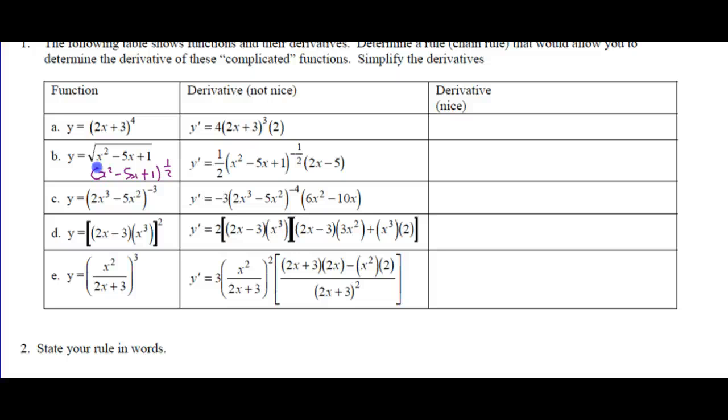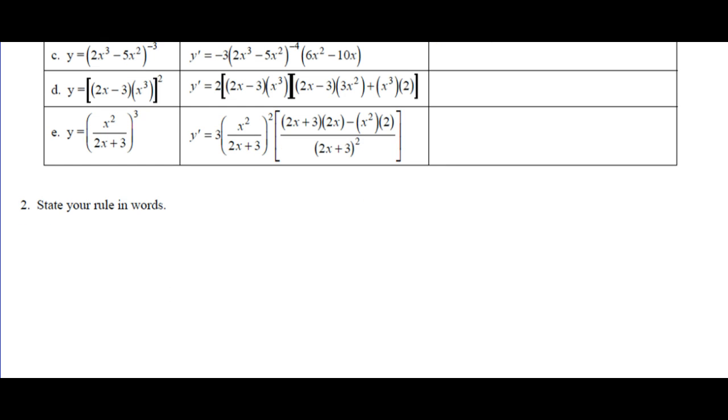Oh wait, what was the derivative? Derivative of, yeah, okay, does that match with this? What's the derivative of 2x plus 3? 2. Okay, so negative 3, 2x cubed minus 5x squared to the negative 4. So what's the derivative of this? 6x squared minus 10x. Okay, so that would appear to be the chain rule, right? Like how we're doing this.